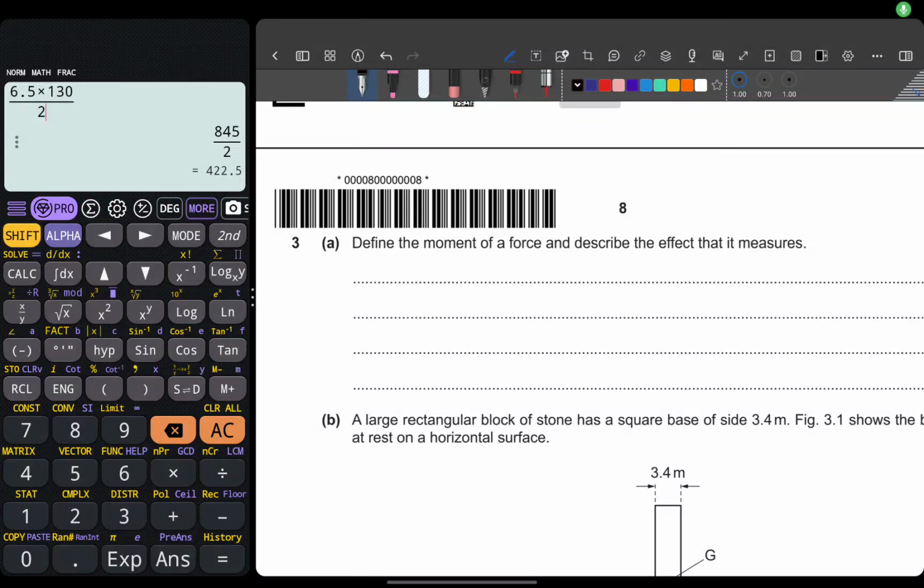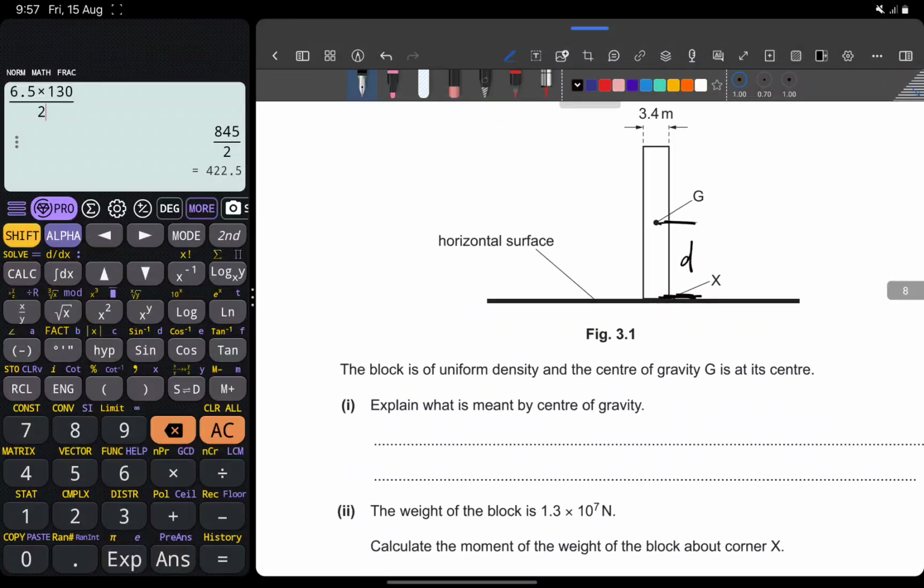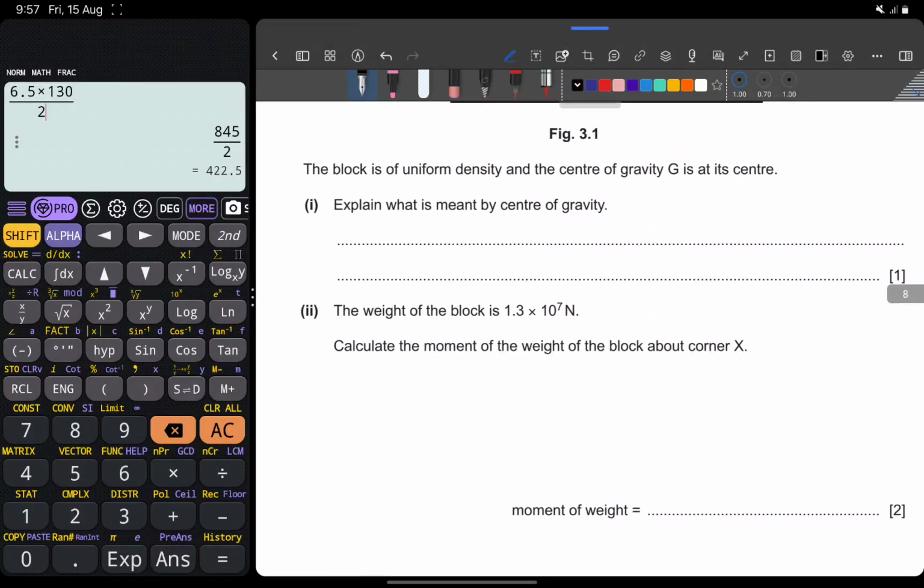We are at number 3. And remember, we are only focusing on the calculation questions. We want the calculations. So here, define, and so on. Explain what is meant by center of gravity.